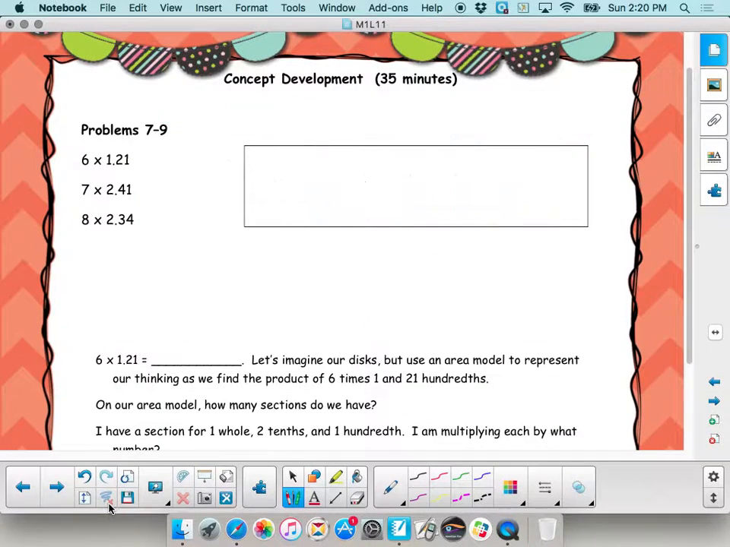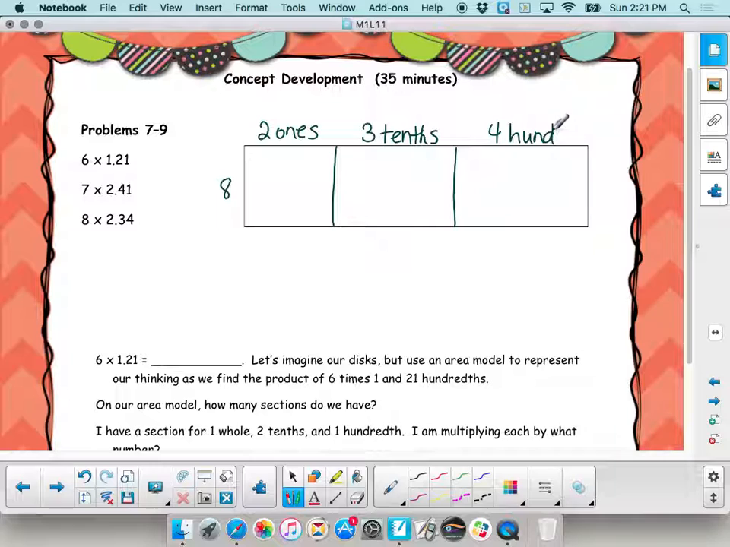One more, boys and girls. Okay, 8 times, or 8 groups of 2 ones, 3 tenths, and 4 hundredths. So 8 times 2, 16 ones. 8 times 3, 24 tenths. 8 times 4, 32 hundredths.